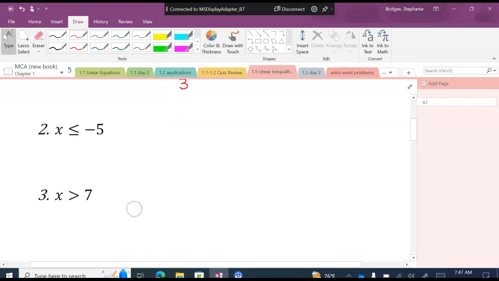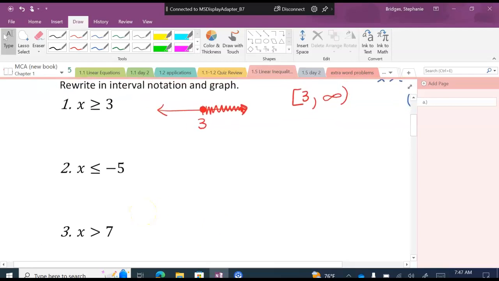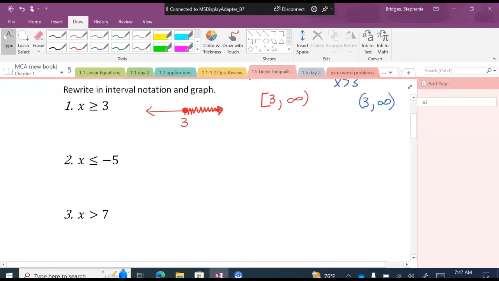So take a minute and do both of those. Sketch a graph, which is what we just did on the first one, and then write it in interval notation. I want to see if you can figure it out if it's less than. Remember, we always start with the smallest number on the left. Think about your number line. All your small numbers are on the left.